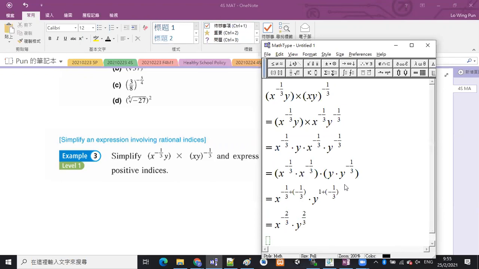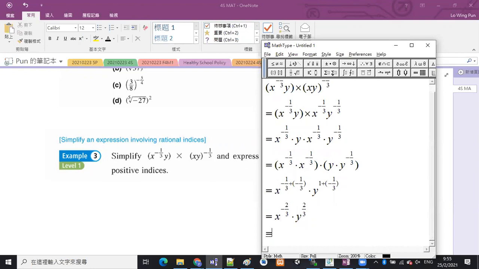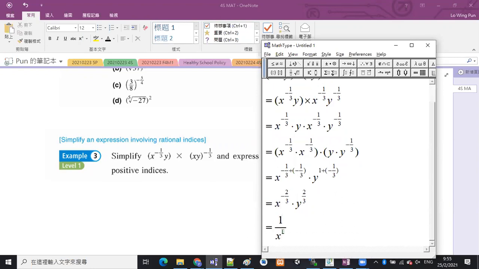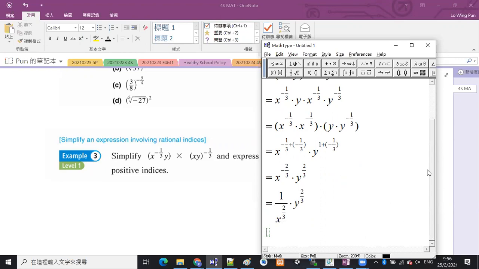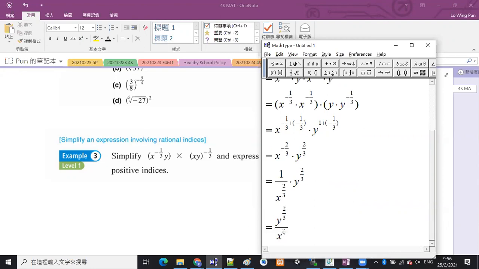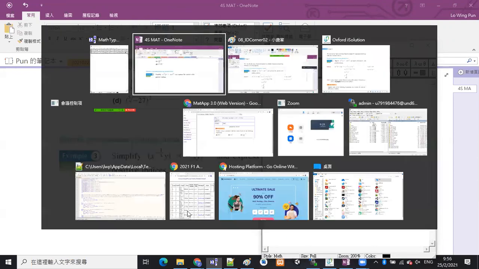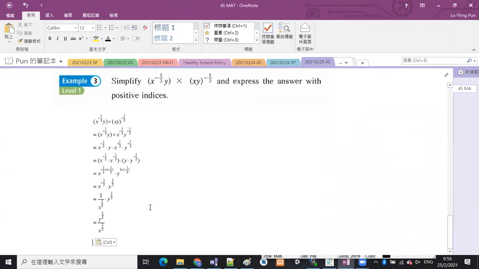But when you have negative index, you need to change it upside down, okay? So there's a negative index for the x. So we just change it 1 over x to the power 2 over 3. And then times y to the power 2 over 3. When you have a number multiplied to the fraction, then you just multiply number to the top part of the fraction. So the final answer will be y to the power 2 over 3 over x to the power 2 over 3. Okay, so that is how we can do this with positive indexes.